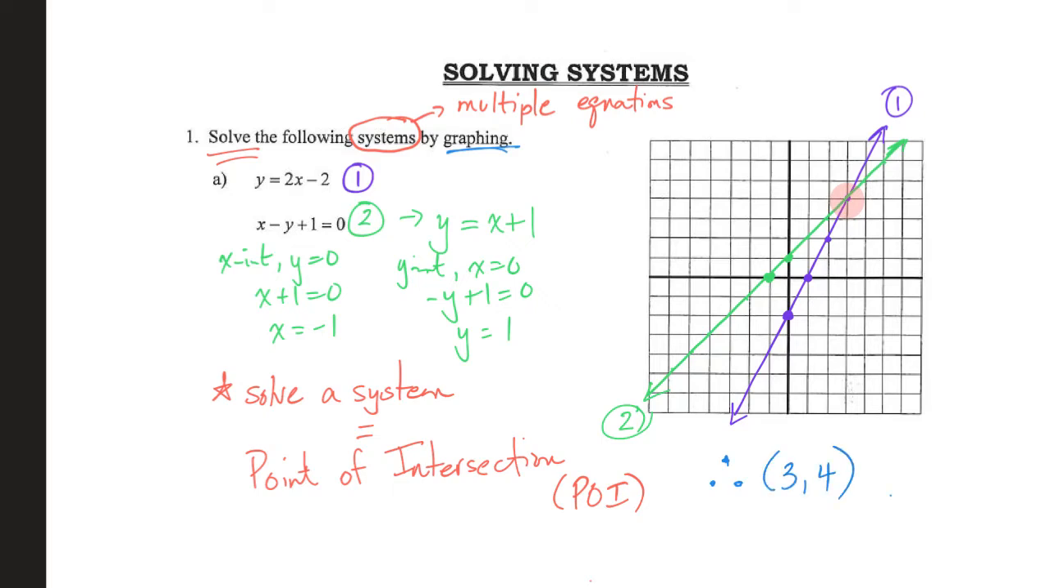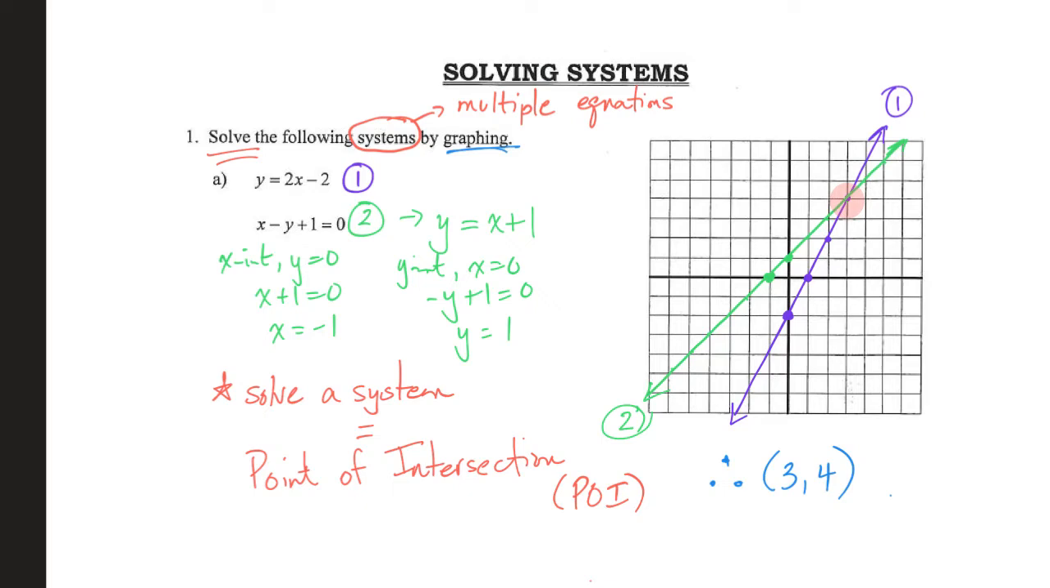3, 4, and we are good. There you go. That's solving a system by graphing. We recognize the term system just means multiple equations. To solve by graphing means we produce a graph of both of those equations. And to solve it means find the point of intersection.